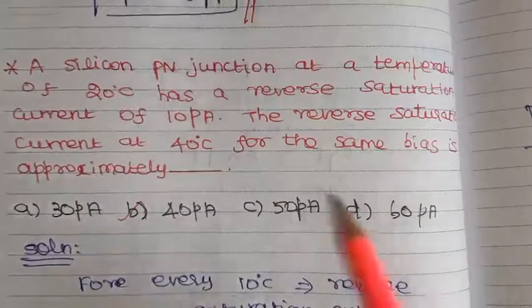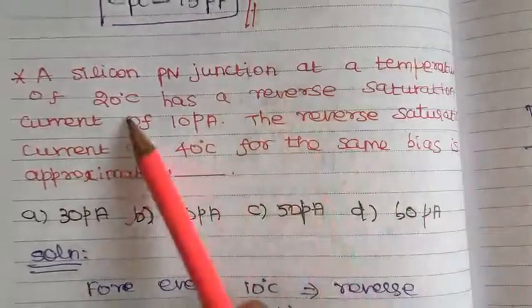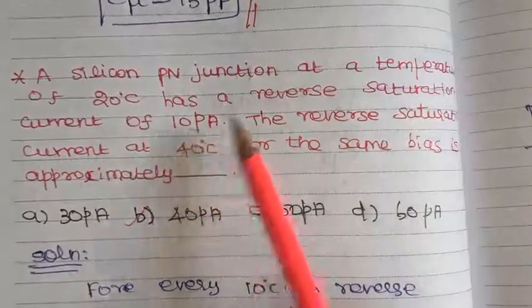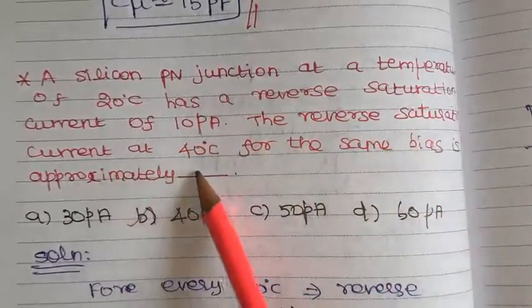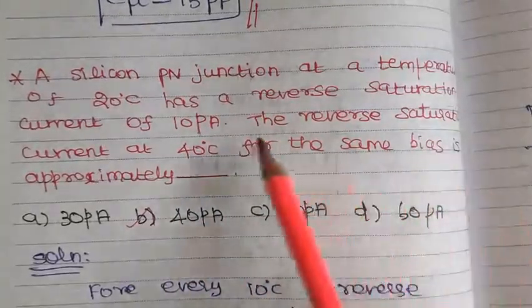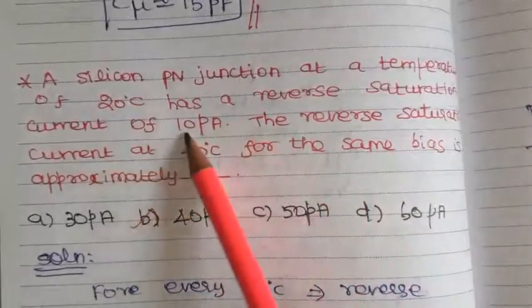Very simple only. Next, a silicon PN junction at a temperature of 20 degrees Celsius has a reverse saturation current of 10 picoamperes. Then the reverse saturation current at 40 degrees Celsius for the same bias is approximately. So what is given? For 20 degrees Celsius temperature, the reverse saturation current is 10 picoampere.